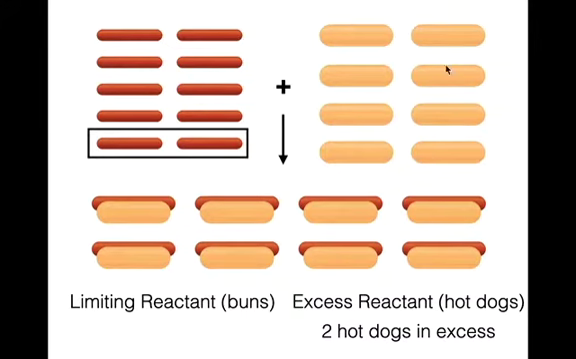One of the reactants, like the buns here, will be used up completely. It'll be completely gone when the reaction is over. We call that the limiting reactant because it limits how much you can make. And then the other reactant, we're going to have some of it left over. It's the reactant that we say is in excess.